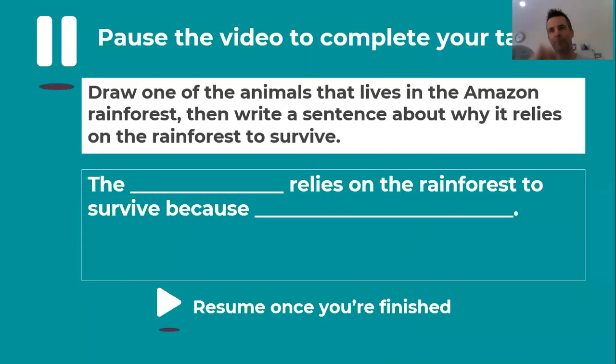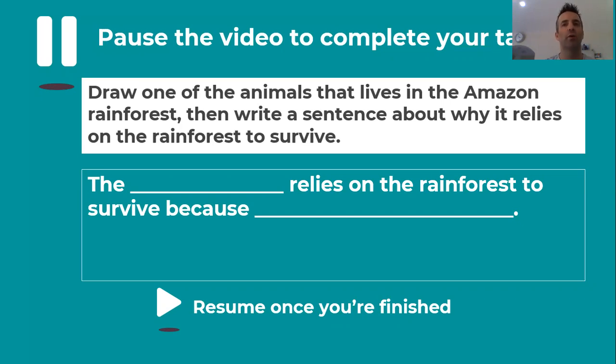Now, for your next challenge, I want you to draw one of these animals. So choose whichever animals, or if you want to draw them all, that's fine, but choose at least one of them and draw one of the animals that lives in the Amazon rainforest. And then if you want a further challenge, you could write a sentence about why it needs the rainforest to survive. So for example, if I was going to write about the scarlet macaw, I would write, the scarlet macaw relies on the rainforest to survive because it needs the trees to make its nest, and it eats the fruits that are produced by the trees in the rainforest.